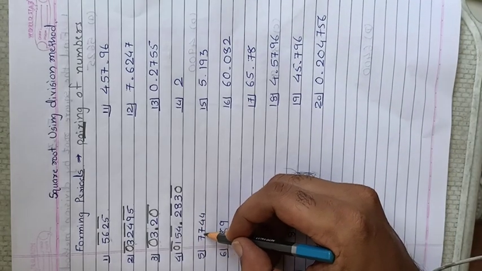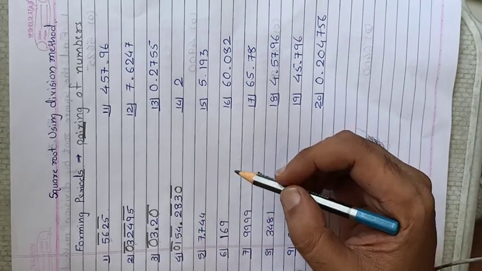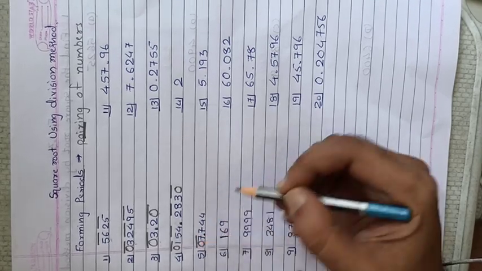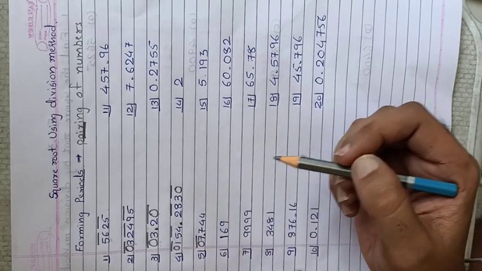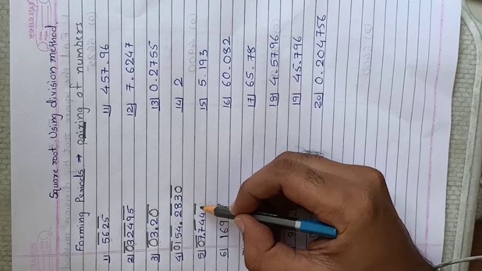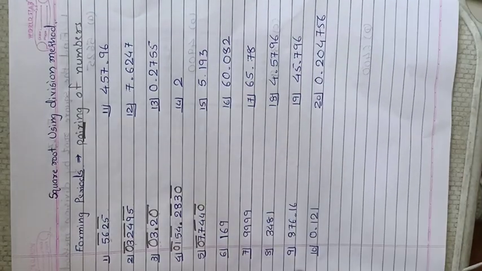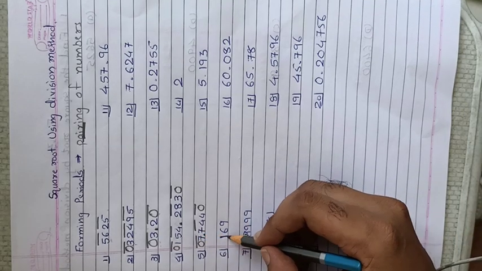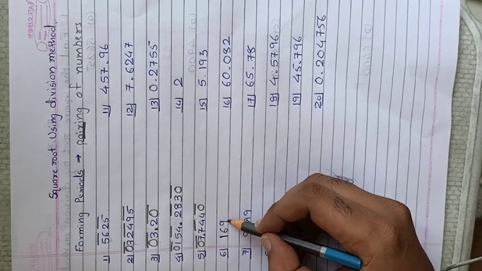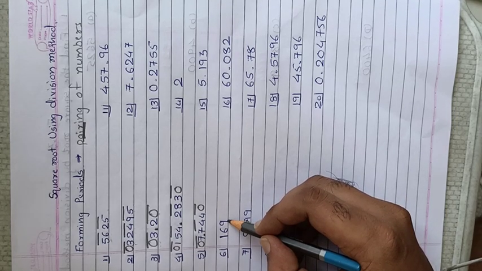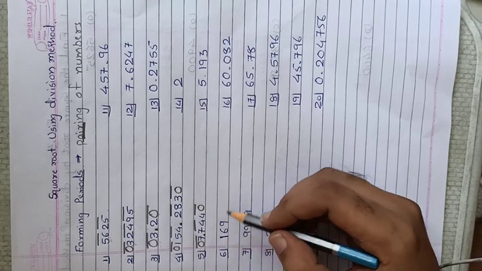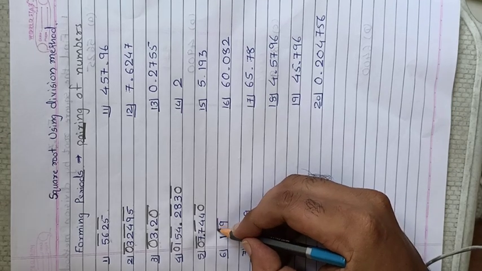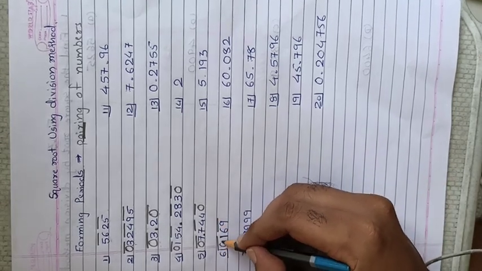The next, 7.744. Now the decimal point is here. So before the decimal point only one period, and after the decimal how many periods are there? 74 and 40. This is the correct way. See, here the decimal point didn't come under a period. The next, 169. First what do you have to search for? Decimal point. Is there any decimal point here? No. Then where will it be? At the end. So first of all 69 and then 01.